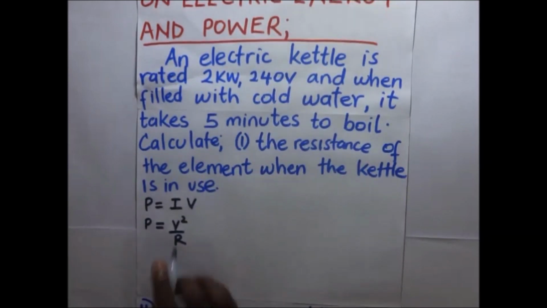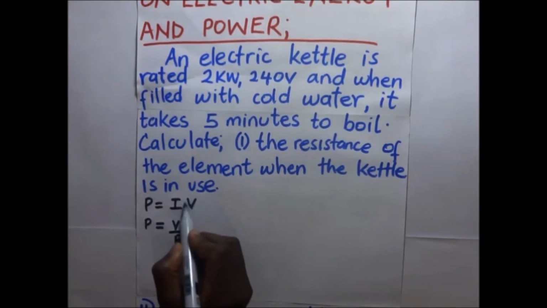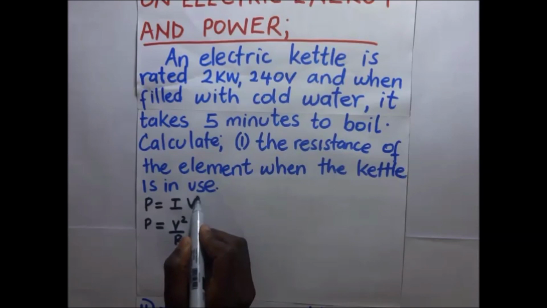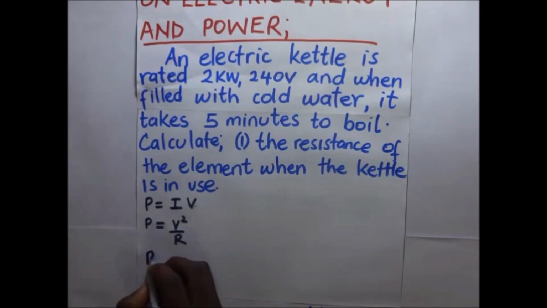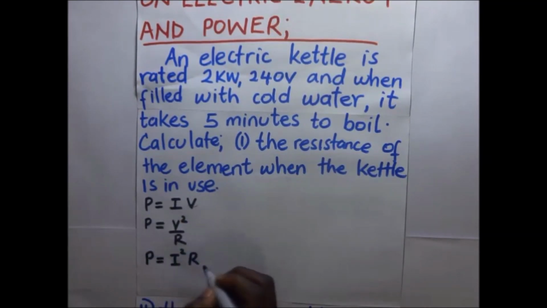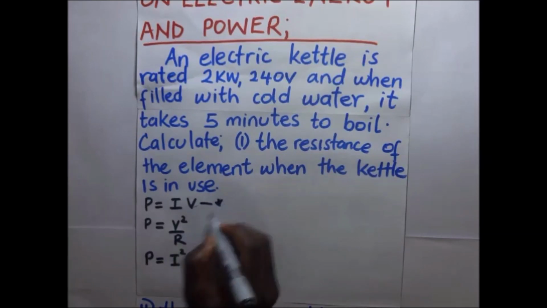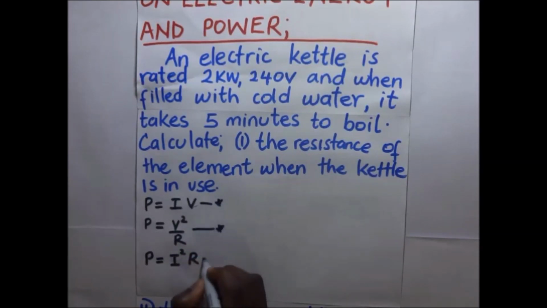Or if we are to substitute for the value of V, and we put V is equal to IR, so we substitute this part with I times R, which is current times resistance, then our formula for power can also be P is equal to I squared times R. We derived these three formulas in our previous videos. These are formulas for power. So we're supposed to choose from one of these three to solve this problem.